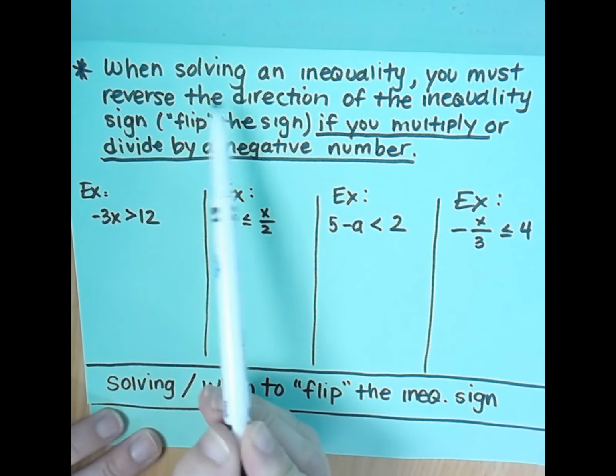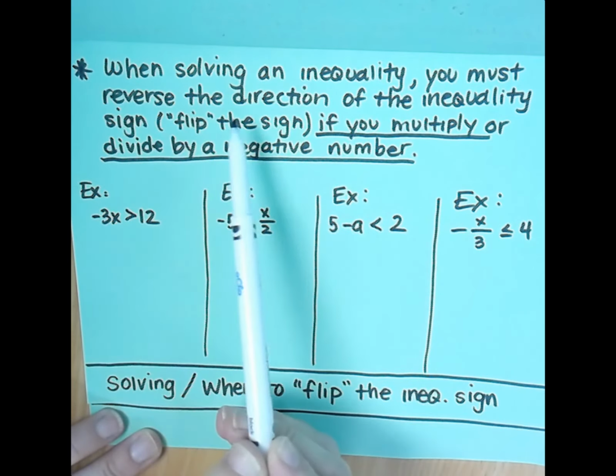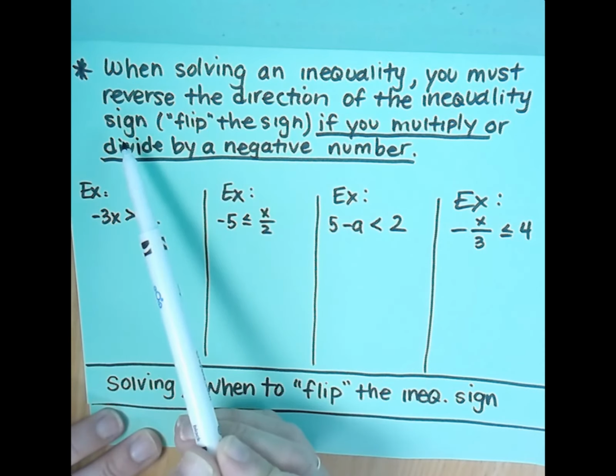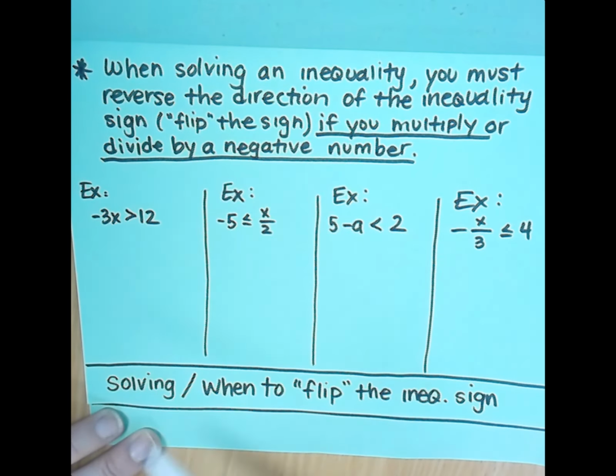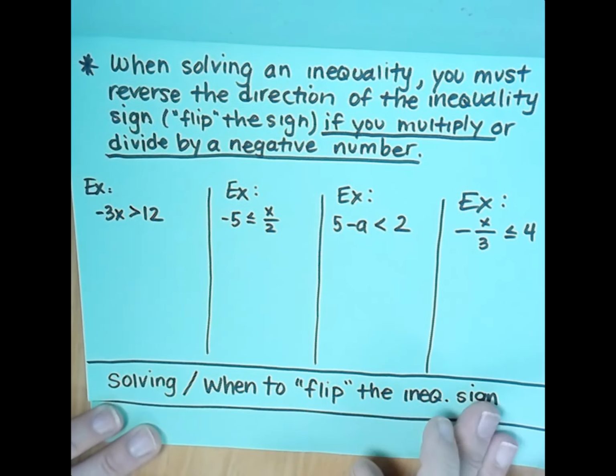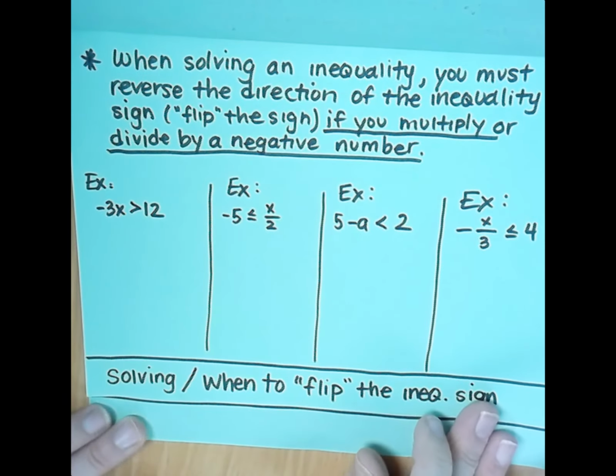When you are solving an inequality, you must reverse the direction of the inequality sign, which we sometimes refer to as flipping the sign, only if you multiply or divide by a negative number. And we have a few examples here to look at.